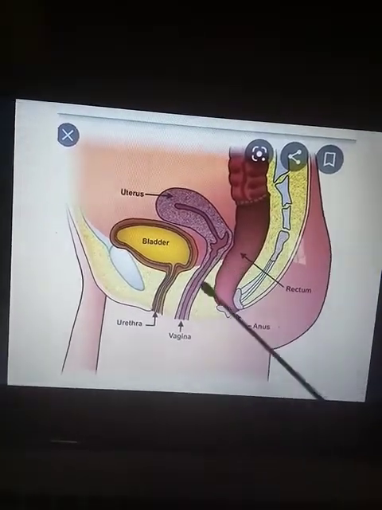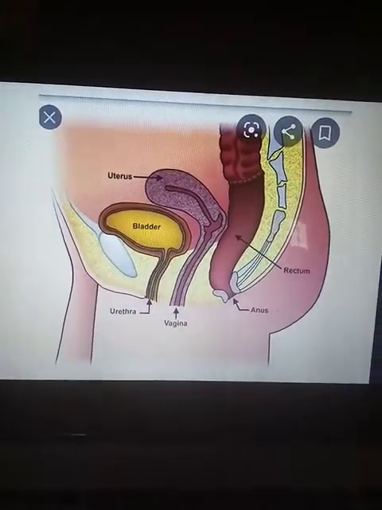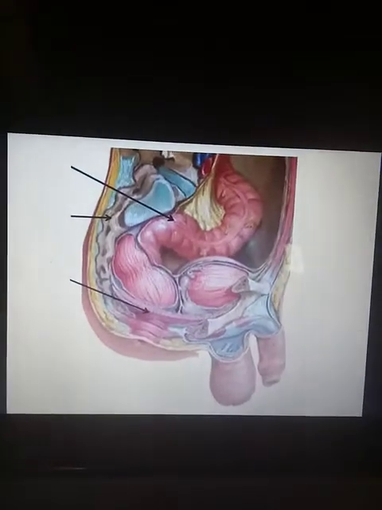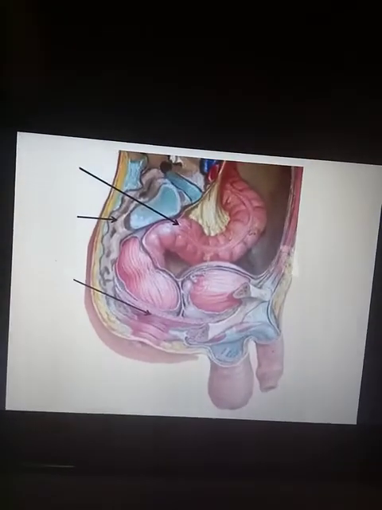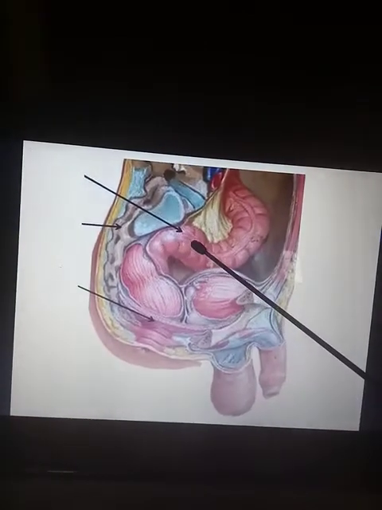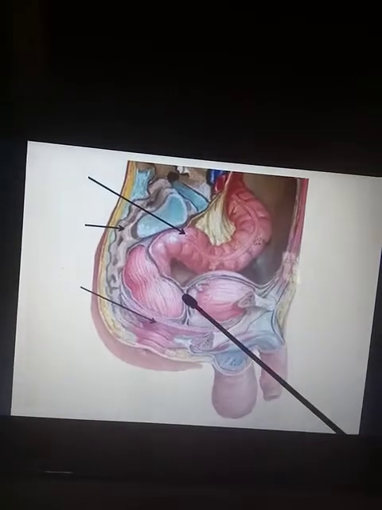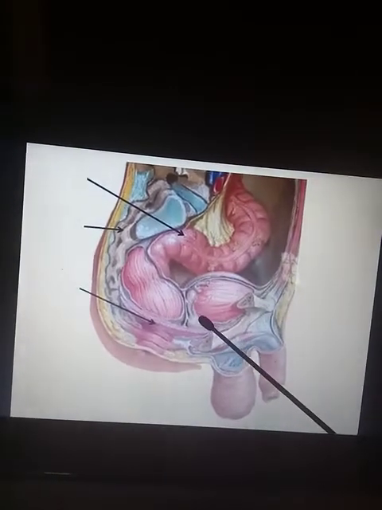This dilated part here is called the ampulla. See the picture. Again you can see here, this is your rectum, this is your sigmoid colon, this is your rectosigmoid junction, this is your anorectal junction, and this is your anus.